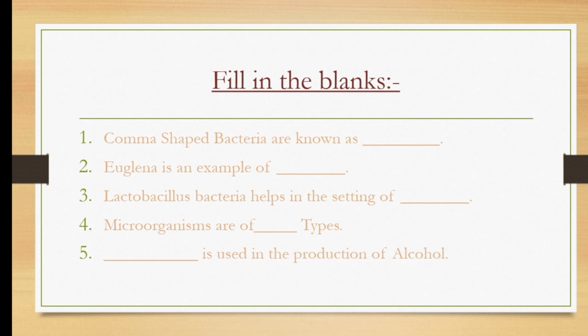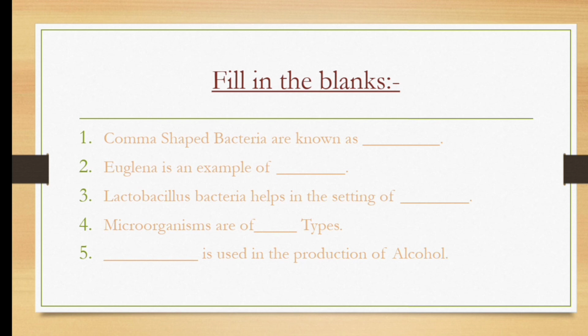Fourth is microorganisms are of dash types. Here the question is asking how many types. So this I discussed in the topic types of microorganisms. The answer would be five types, that are bacteria, protozoa, algae, fungi, and virus.